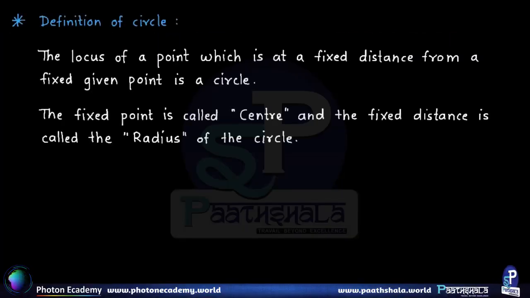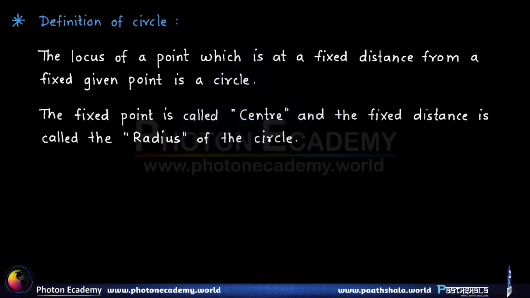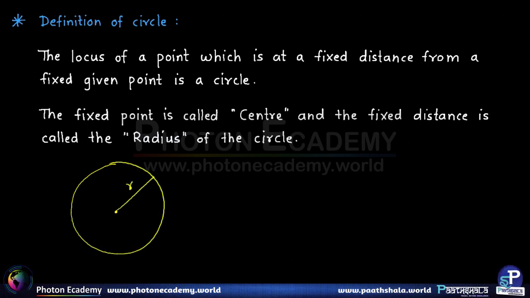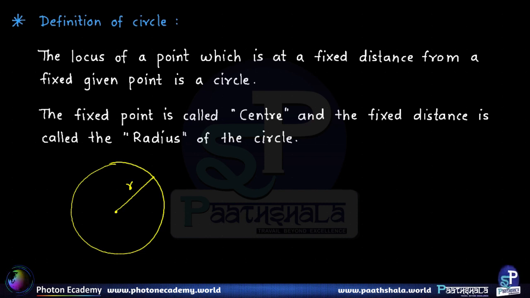Now let us begin the topic of circle by the definition of the circle. As we know, the locus of a point which is at a fixed distance from a fixed given point is called a circle, and this fixed point is called the center and the fixed distance is called the radius of the circle. So we are already well aware of this fact that given a point, the set of all points which are at a constant given distance from it is nothing but the circle.